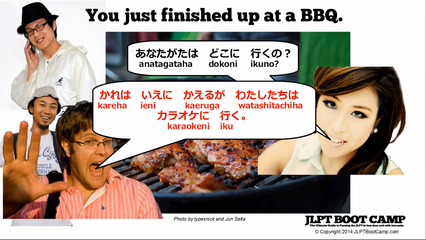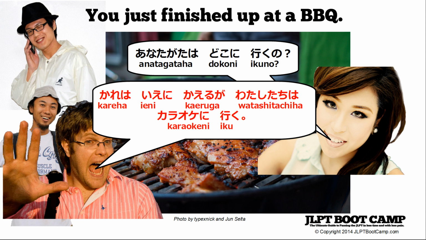First, though, please imagine you have just finished up at a barbecue and you are staying with your friend in Japan here for a while. You've met this beautiful young woman, and she's your girlfriend, and she asks you at the end of the barbecue, "Anata gata wa doko ni iku no?" So anata gata, the best translation in English is you all. Doko ni is where, iku is go, and no is a casual way to ask a question.